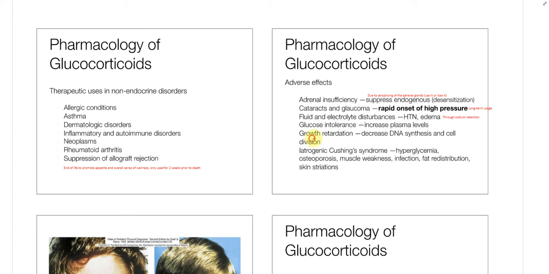Growth retardation, I don't exactly understand why that is. I know it says decreased DNA synthesis and cell division. I don't understand what, how, and why.